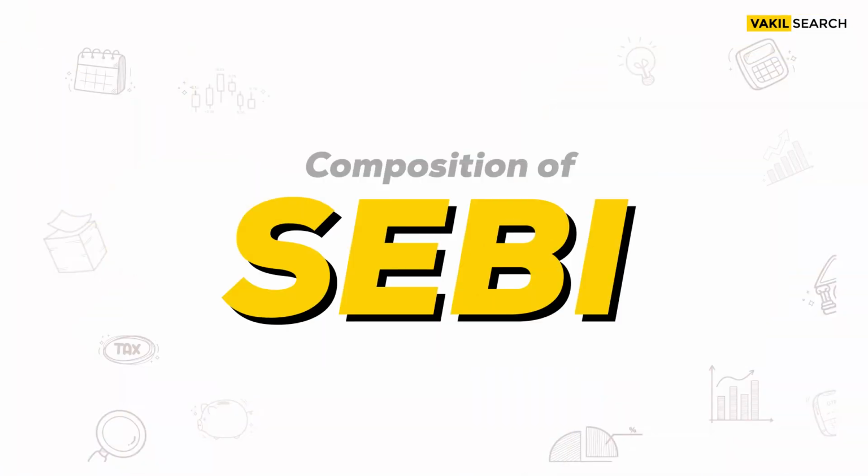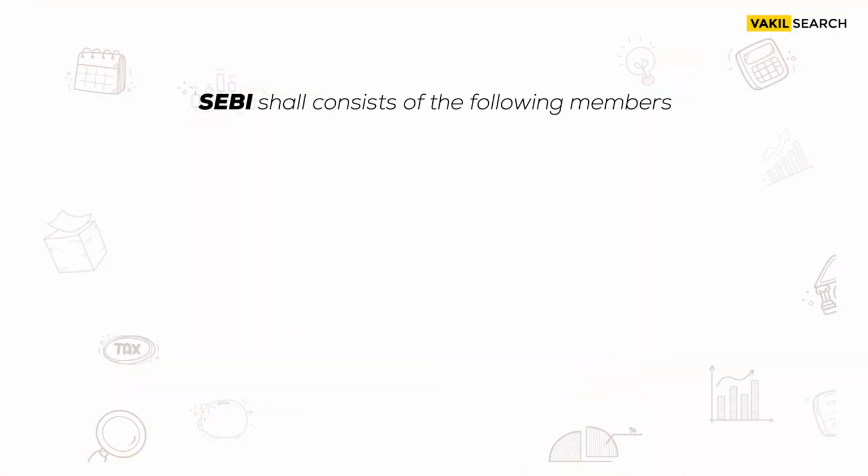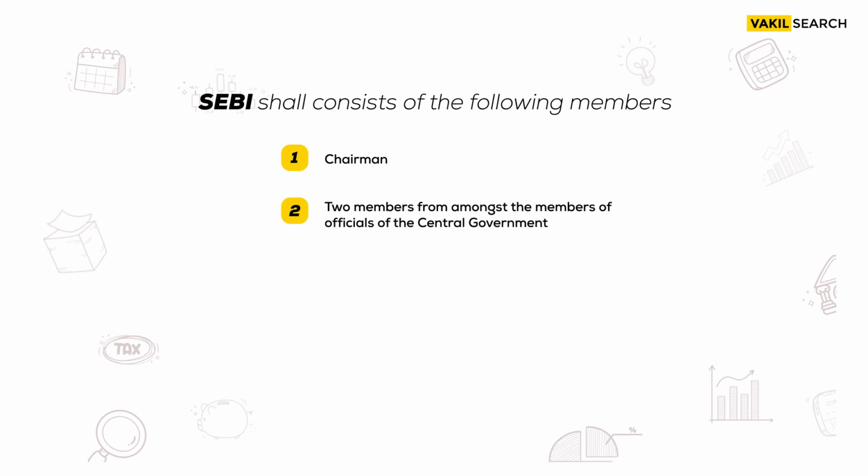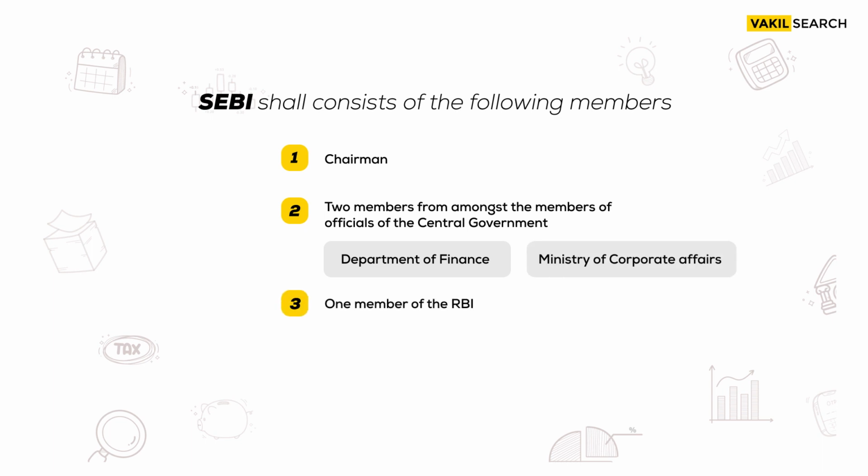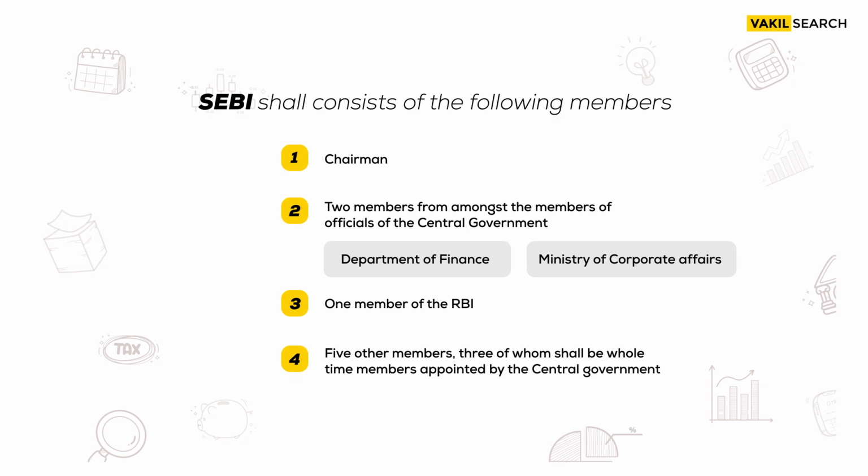Now that we have taken a look at the Constitution of SEBI, let us take a look at the composition of SEBI and who makes up SEBI. SEBI shall consist of the following members: 1 chairman, 2 members from amongst the officials of the central government dealing with the Department of Finance or the Ministry of Corporate Affairs, 1 member of the RBI, 5 other members, 3 of whom shall be whole-time members appointed by the central government.